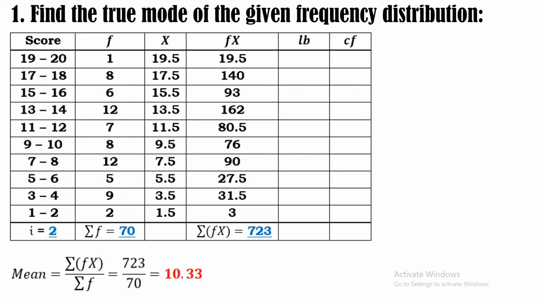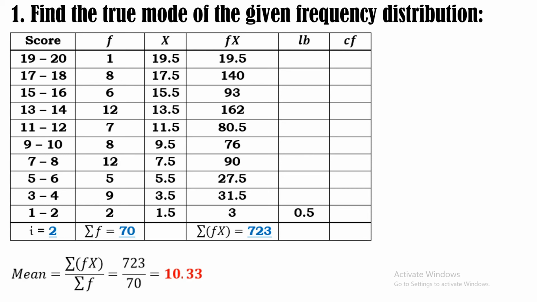Now let's have the LB column, or the lower boundary column. Take note, to find the lower boundary of each class interval, we simply have to subtract 0.5 from the lower limit. So for the class interval 1 to 2, we consider the lower limit, it's 1, minus 0.5 is 0.5.